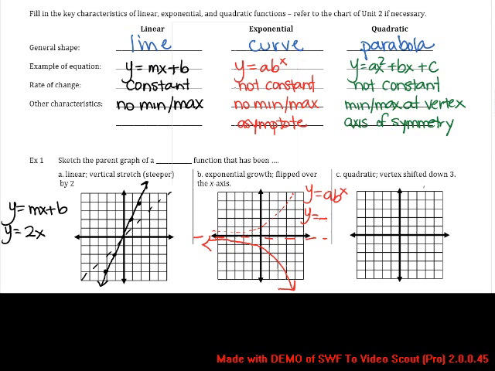And finally, letter C is a quadratic function. If you recall, a quadratic function is in the shape of a parabola.